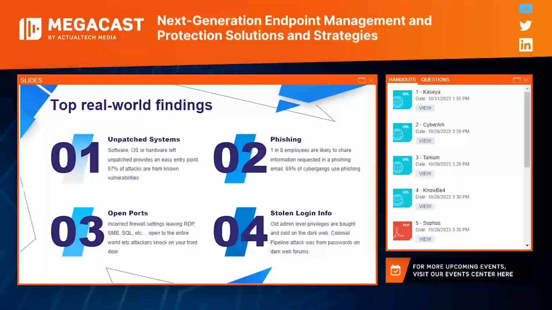Next, phishing. This should come as no surprise. 1 in 8 employees are likely to share information requested in a phishing email or click an infected link without thinking. And that number rises to 3 in 8 for the small and medium business, more than 25%. This is why 65% of cyber gangs use phishing as one of their primary methods of initial compromise.